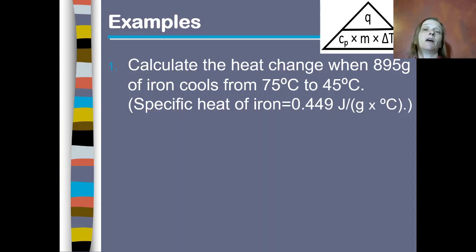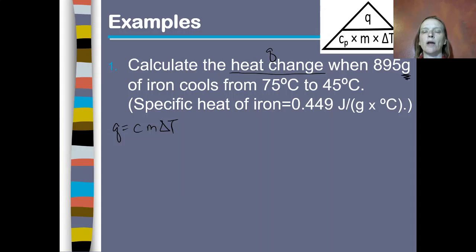So let's look at an example on how to use this heat equation. Calculate the heat change when 895 grams of iron cools from 75 degrees to 45 degrees. And we're also given the specific heat of iron. So what am I being asked for here? I'm being asked to calculate the heat change. That is Q. I know that Q equals C times M times delta T, so that is the equation I'm going to need to use. I just need to figure out what my other values are.